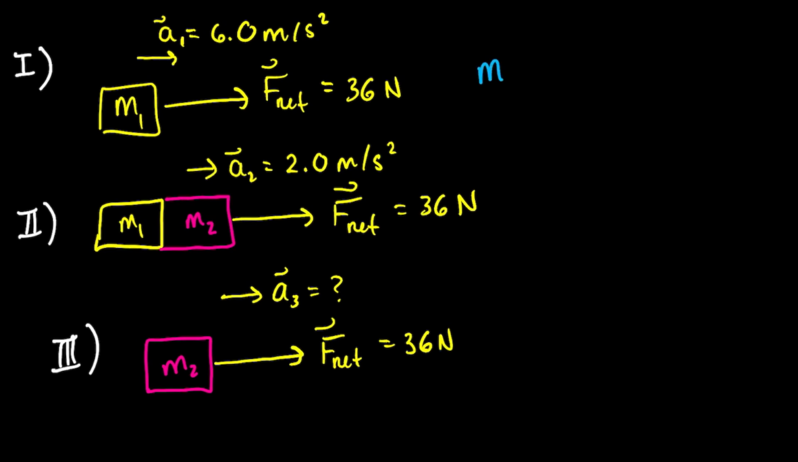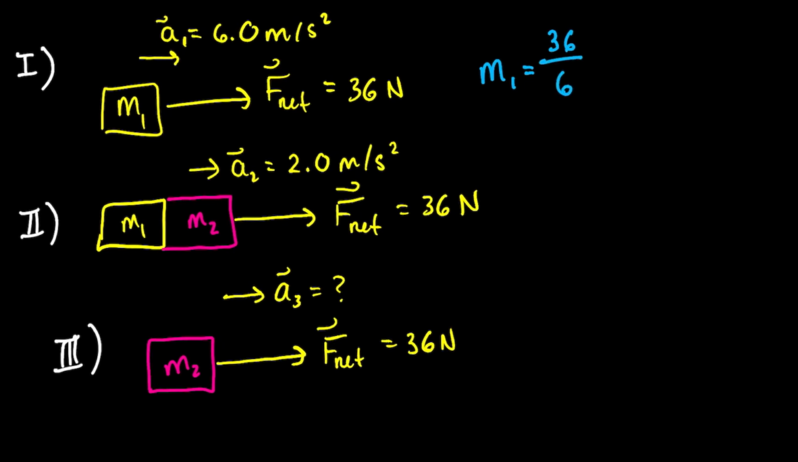So the mass 1 is going to be the net force acting on it divided by the acceleration. So 36 over 6 is going to be 6 kilograms.